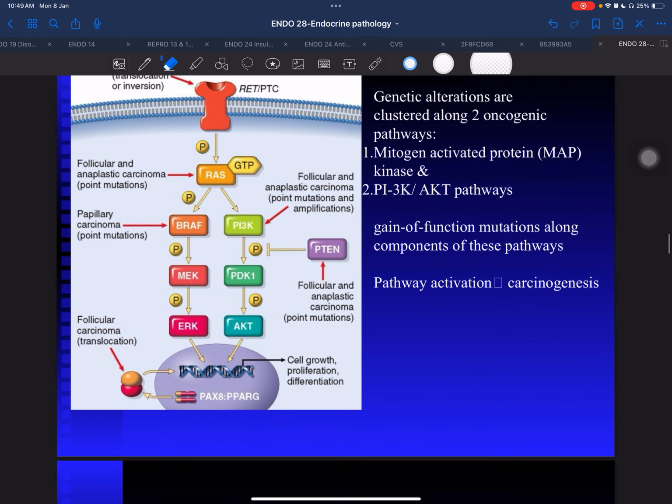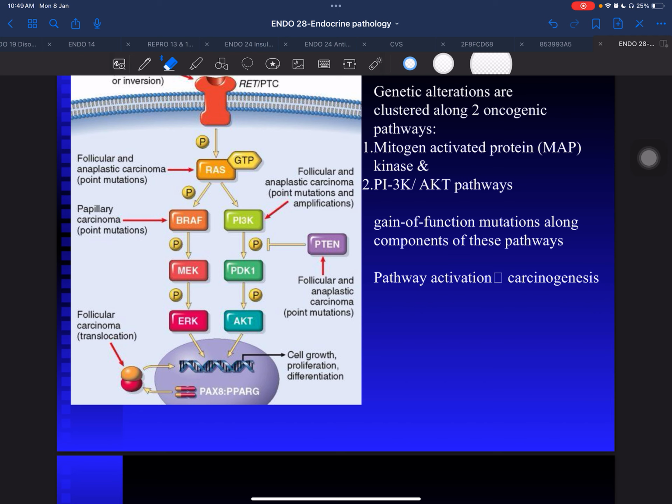Okay, in PTC, papillary thyroid carcinoma, there is RET oncogene. There is mutation of the RET oncogene. And from RET, dia akan jadi RAS, stimulate RAS punya oncogene, and RAS selalunya mutation occurs in follicular and also in anaplastic carcinoma.